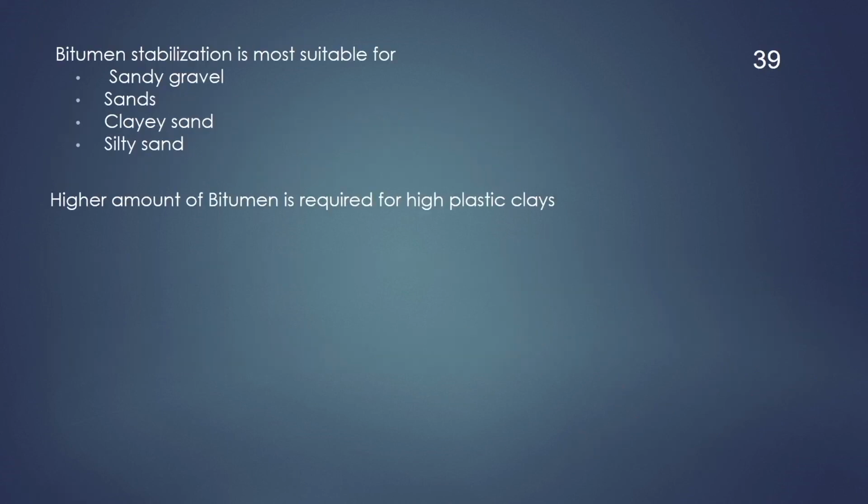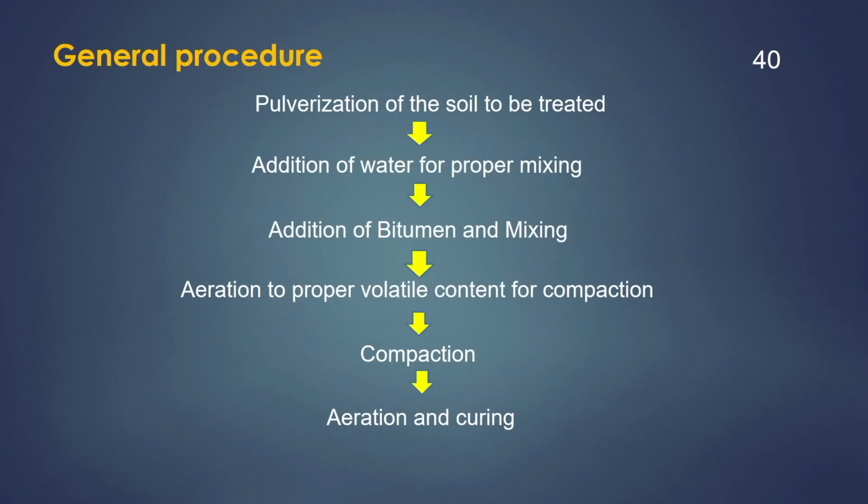Bitumen stabilization can be used for many kinds of soil, for example sandy gravel, sands, clay sand and silty sand. However, if we are using a plastic clay, then we need a higher amount of bitumen to be added to the soil. These are the general steps or different procedure for bitumen stabilization of soil.